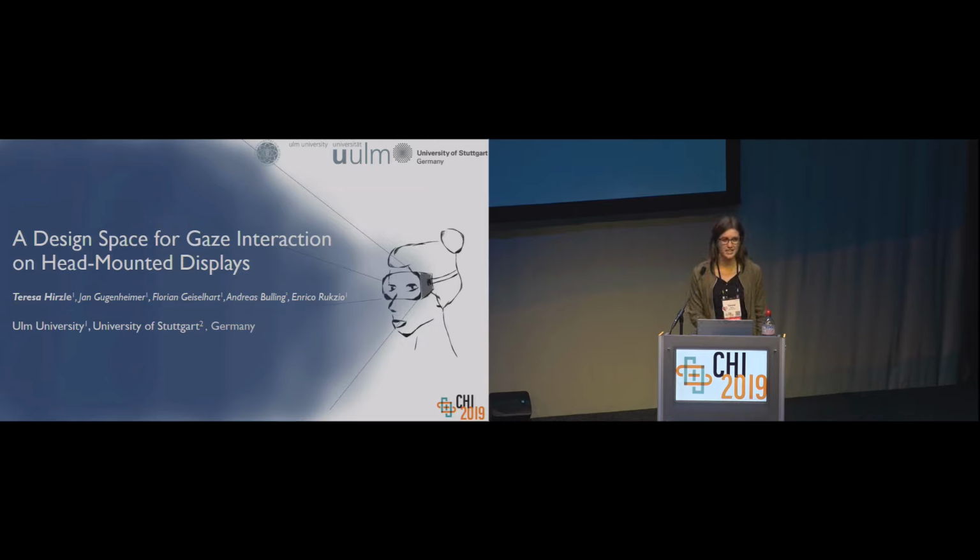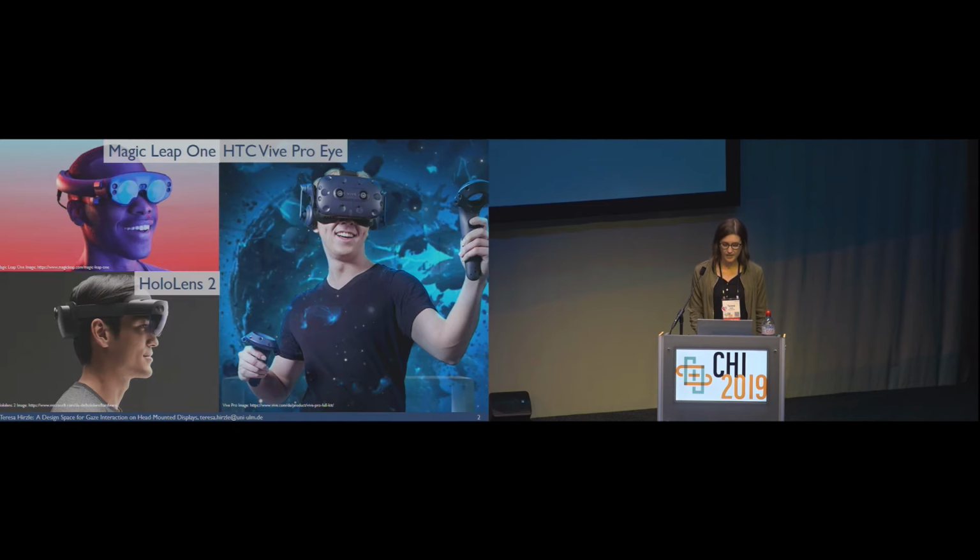I'm from Ulm University, and I'm going to talk about our design space for gaze interaction on head-mounted displays. Future AR and VR HMDs are expected to have eye tracking as an integral part of the device. As you can see on the slide, there are already a few examples of devices that have eye tracking integrated. And the question is, why do we want to have eye tracking with HMDs? What can we use it for, and what are the benefits?